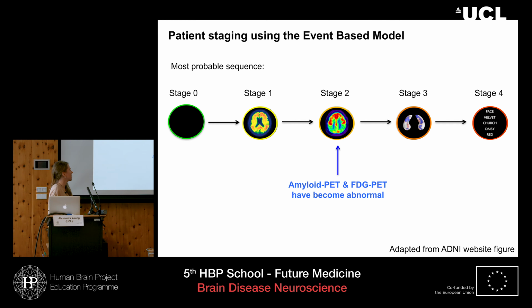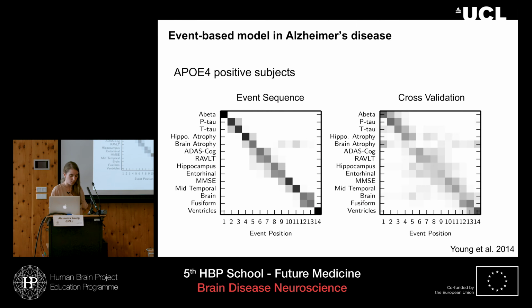So here, an idealized interpretation of this would be that at stage 2, amyloid PET and FDG PET have become abnormal, but hippocampal volume and MMSE score, say, have yet to become abnormal. So I'm just going to show some results from applying this model to Alzheimer's disease.